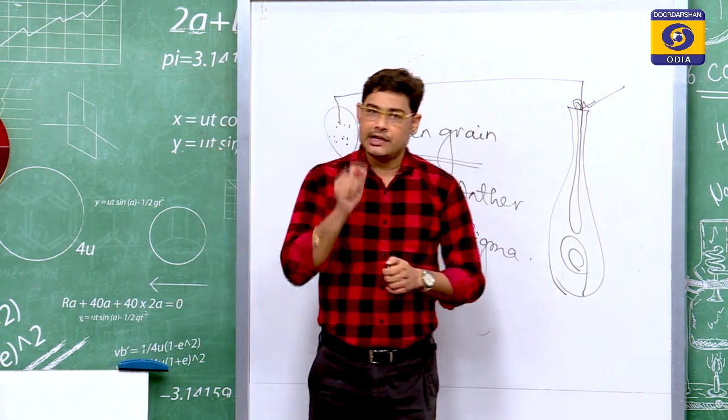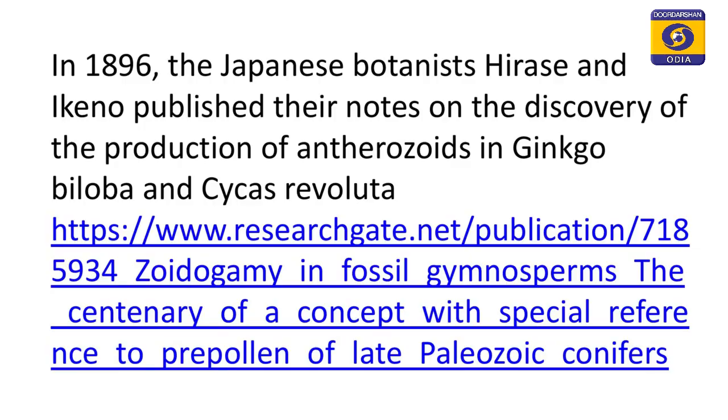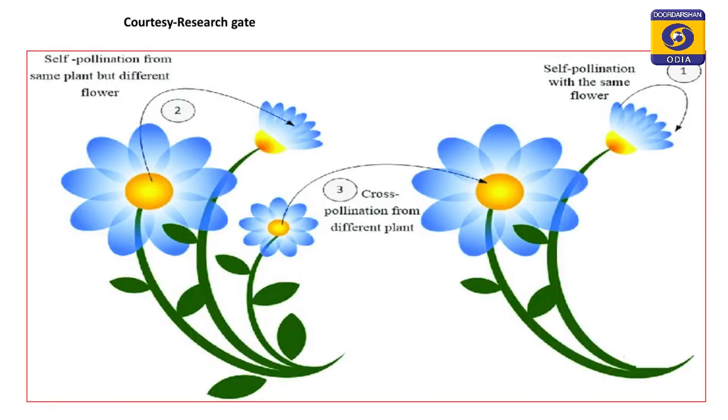Let us see another slide. This is about the Japanese botanists. They have also said that ginkgo and cycas, which are gymnospermic plants, have this process called zoidogamy; they discovered it in those plants.